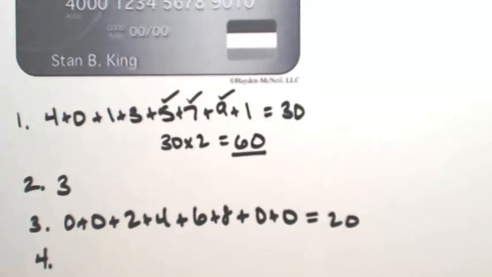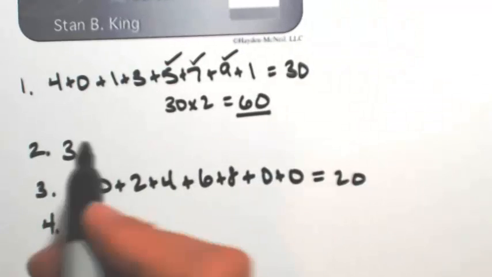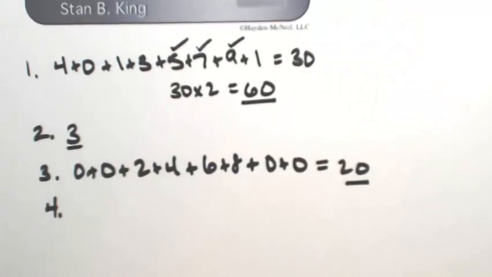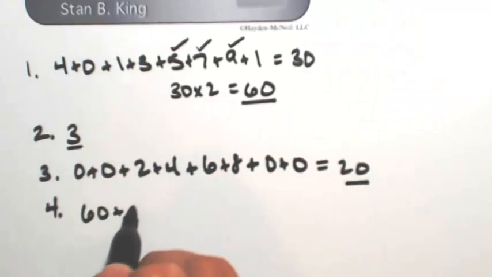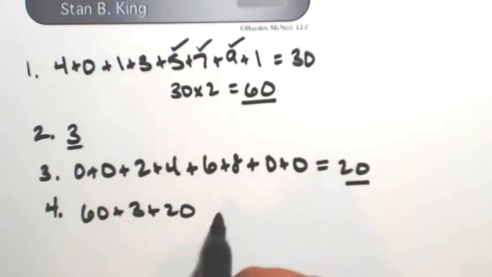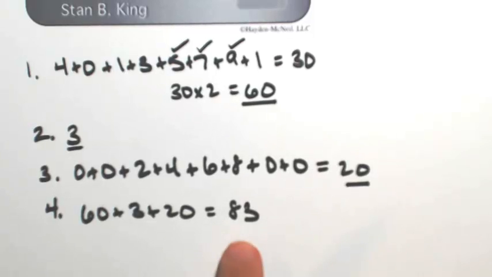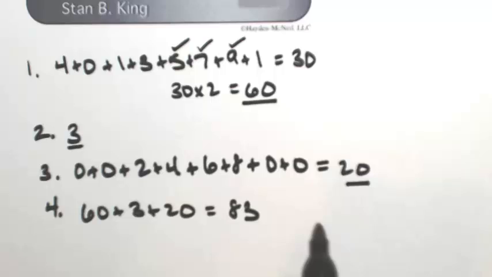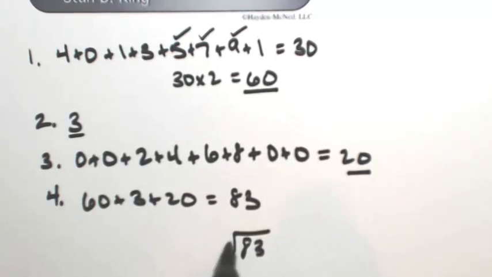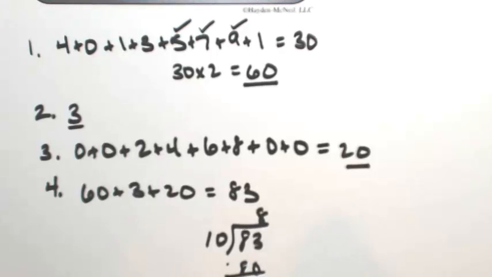Okay, the final step is to add everything together from steps 1, 2, and 3. So I'm adding all of those numbers together. So the 60, the 3, and the 20 gives me 83. Now, if this is a valid credit card number, this number should be divisible by 10. So if I had 83 and divided it by 10, I would get 8 times with a remainder of 3.